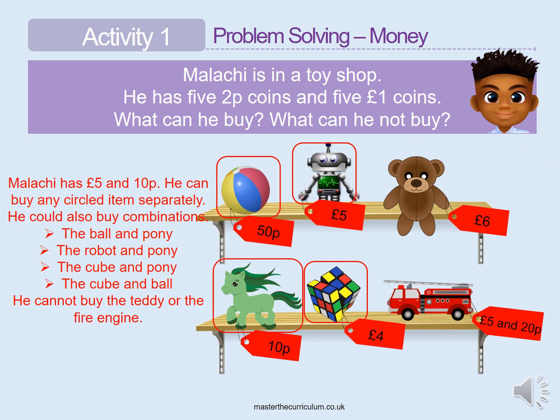Okay, so here it says Maliki has £5.10, which is exactly what we worked out. So he bought the ball and the pony, the robot and the pony, the cube and the pony, the cube and the ball. He can't buy the teddy or the fire engine. So just go through step by step. Be really logical about what you're doing.